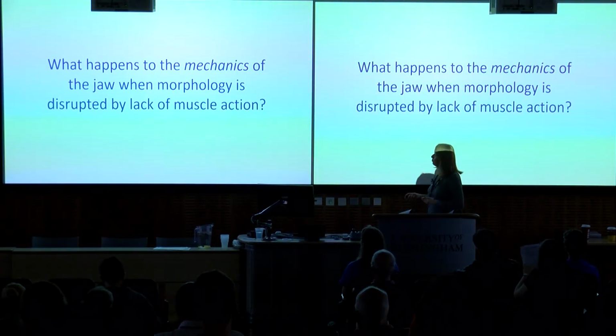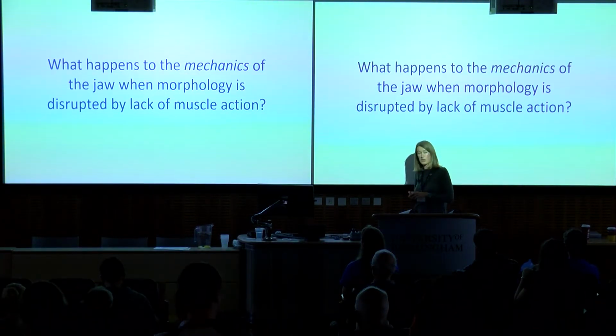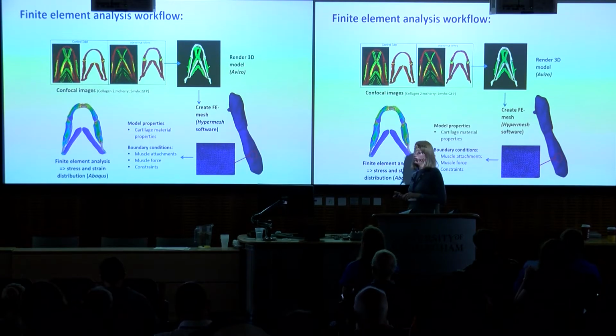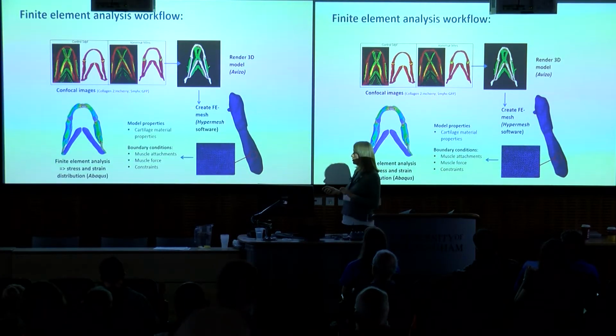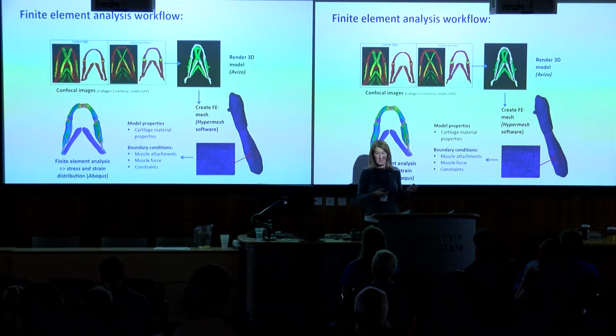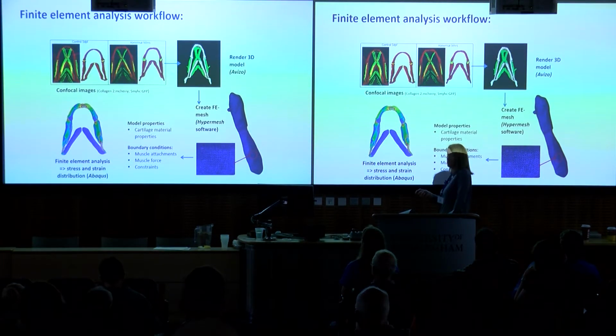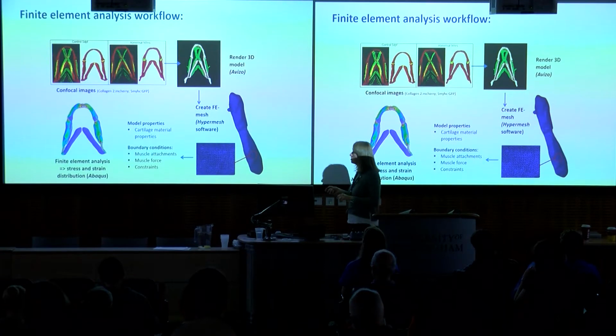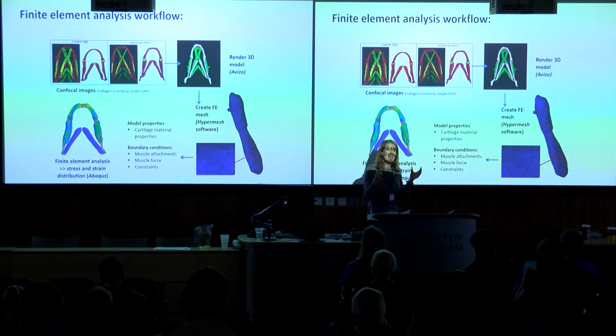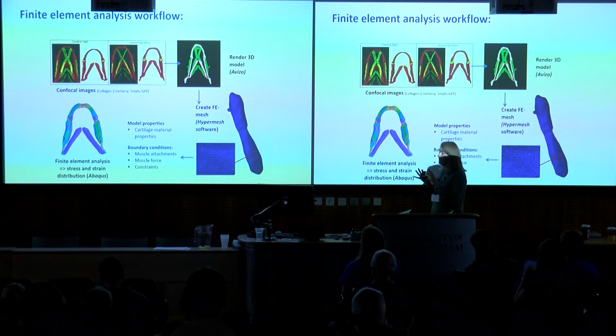Now finally, we're interested in what happens to the mechanics of the jaw when the morphology is disrupted by this lack of muscle action. To do this, we use finite element modelling to look at the strains within the developing cartilages. Our workflow starts by building the finite element models from confocal images. These are really tiny fish, and we're down to sub-micron level resolution to build these models. But the beauty of this, rather than working with fossils, which I'm more used to, is the amount of data that we can input into our models.